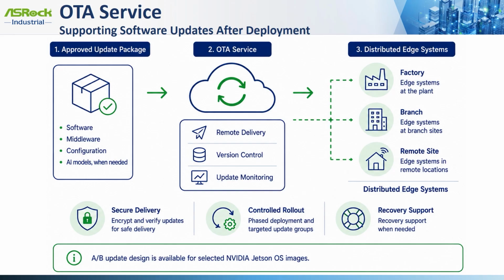For supported NVIDIA JSON platforms, we also provide an AB dual slot update design. While the system continues running from slot A, the new version is written to slot B in the background. If the system cannot restart successfully after the update, it can return to the previous version. This helps reduce downtime and makes software updates safer.